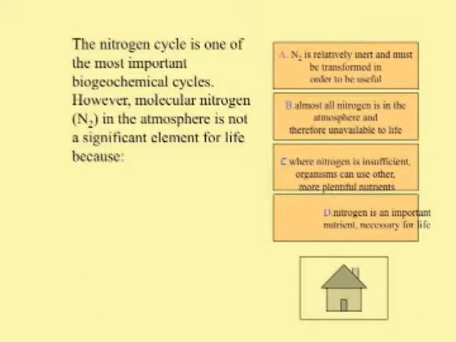Cycles for 300. The nitrogen cycle is one of the most important biogeochemical cycles. However, molecular nitrogen, N2, in the atmosphere is not a significant element for life because of A, nitrogen is relatively inert and must be transformed in order to be useful. B, almost all nitrogen in the atmosphere is in the atmosphere and therefore unavailable for life. C, where nitrogen is insufficient, organisms can use other more plentiful nutrients. Or D, nitrogen is an important nutrient necessary for life. Okay, the answer is A. You're totally horrific. A is nitrogen is relatively inert and must be transformed in order to be useful.